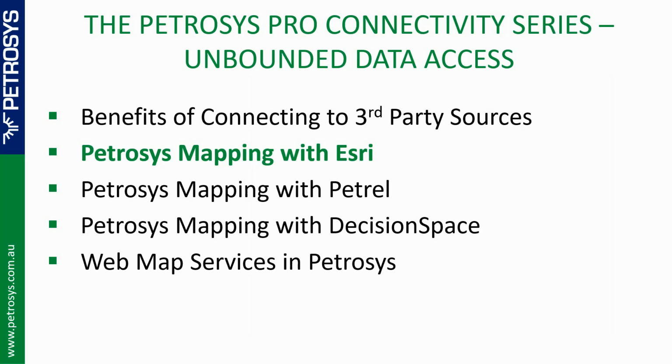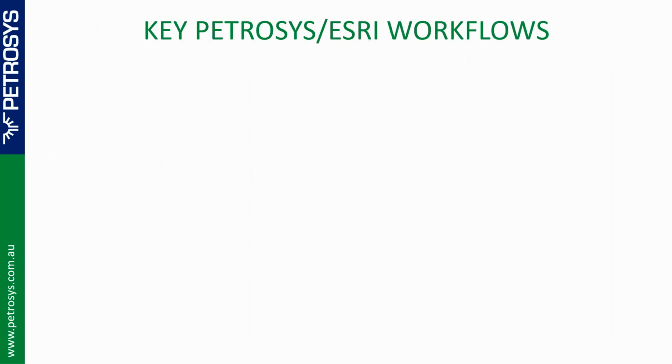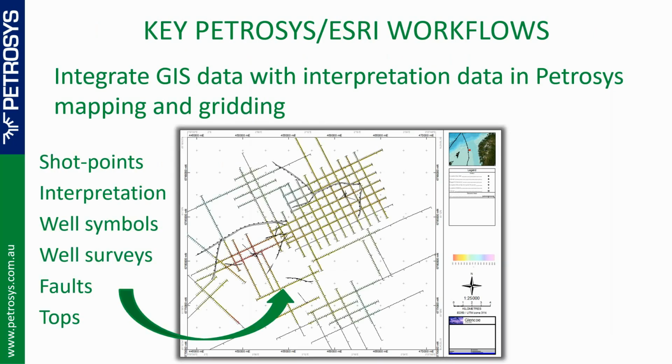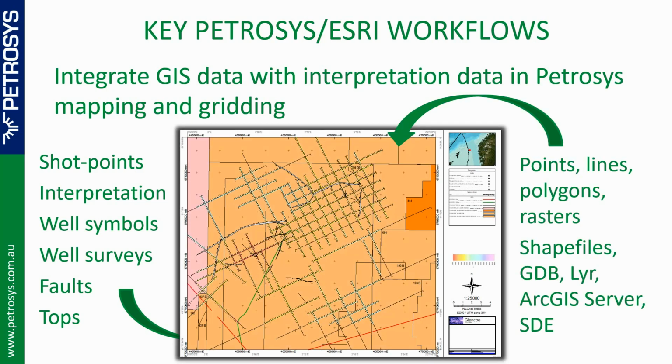This is the second in our connectivity series and will focus on Petrosys mapping with Esri. We'll start by looking at key connectivity workflows. Using the Petrosys map canvas, it's easy to integrate live data from interpretation systems with native Esri data. From your interpretation system, you can display common G&G data types like shot points, interpretation, wells and faults. And from your Esri implementation, you can add in cultural data from both shape and raster data sources.